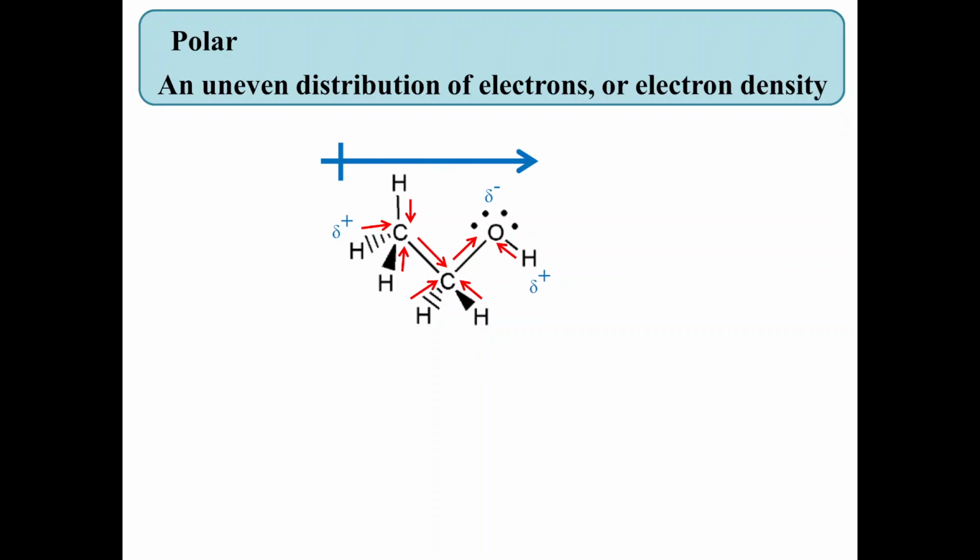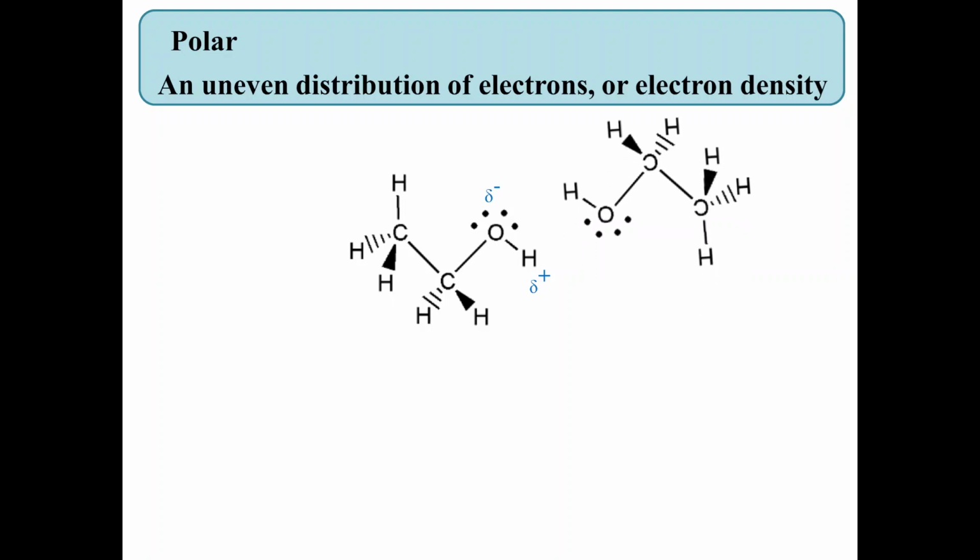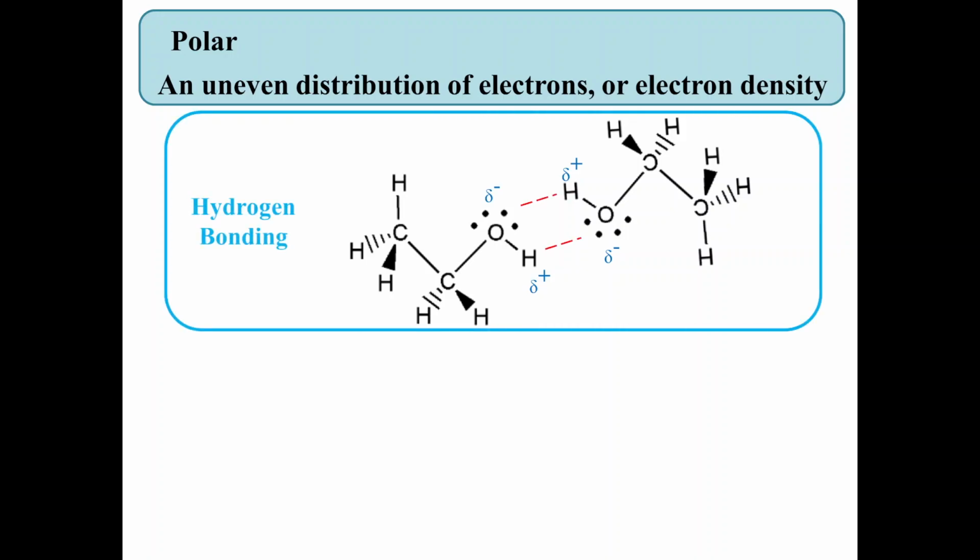Now there are two ways this ethanol could interact with another ethanol molecule. I'm going to start off with the more likely of the two. We can have another molecule of ethanol interact where the partial positive hydrogen can interact with the other's partial negative oxygen. This forms a very strong interaction called hydrogen bonding.